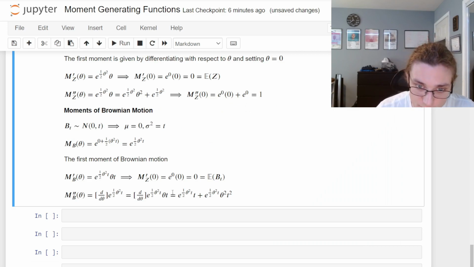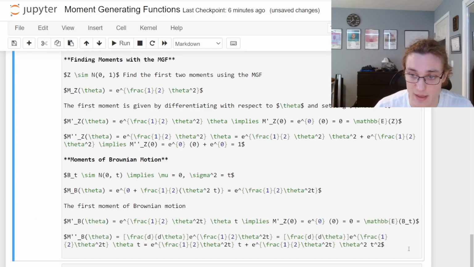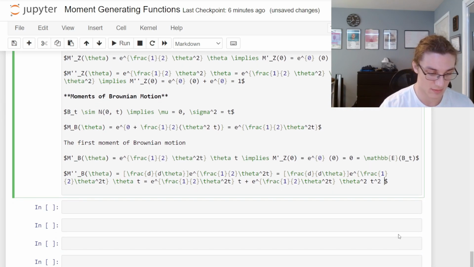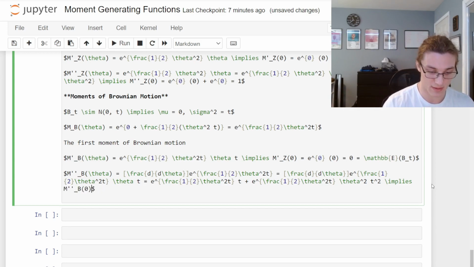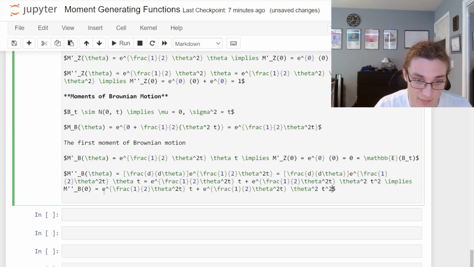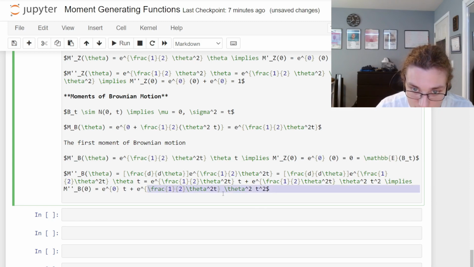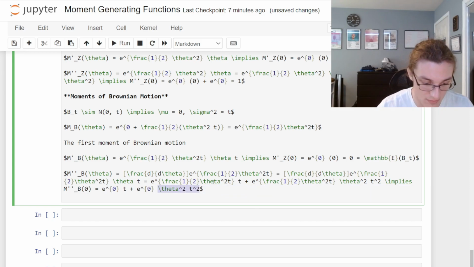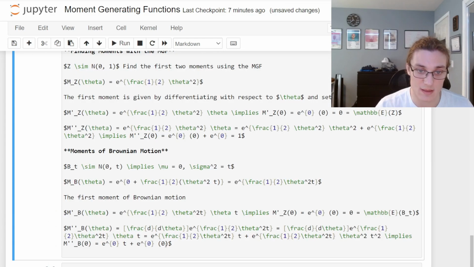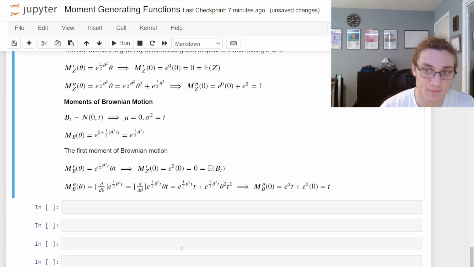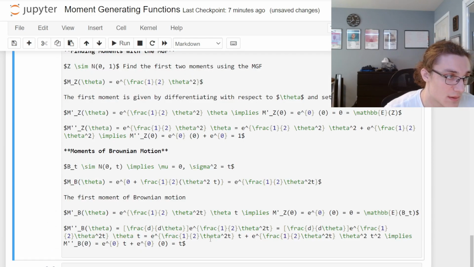Okay, perfect. So now what you'll notice here is if we parameterize θ as 0, m prime prime of θ at 0 is equal to, if we plug in 0 everywhere we have a θ, e to the 0 times t, e to the 0 times 0. e to the 0 is 1, e to the 0 times 0 is 0, we just get t. And that is the second moment.